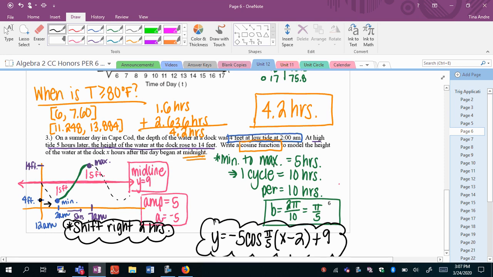So that has a lot of information in it. If I were to write it as a sine curve, I wouldn't have had to do the shift. But because it said cosine, you had to do the horizontal shift. So that's it. So go ahead and try those homework problems after watching this video.